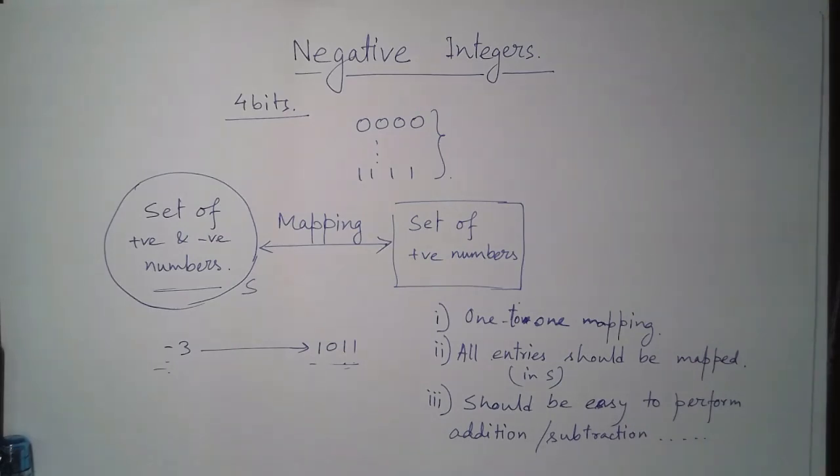Now, one way of doing this mapping could be introducing something called a sign bit. It's best to understand through an example. Let us say we have an n bit number system, and in this example n is 3. So we have a 3 bit number system, and the numbers are from 000 to 111. These are our numbers.